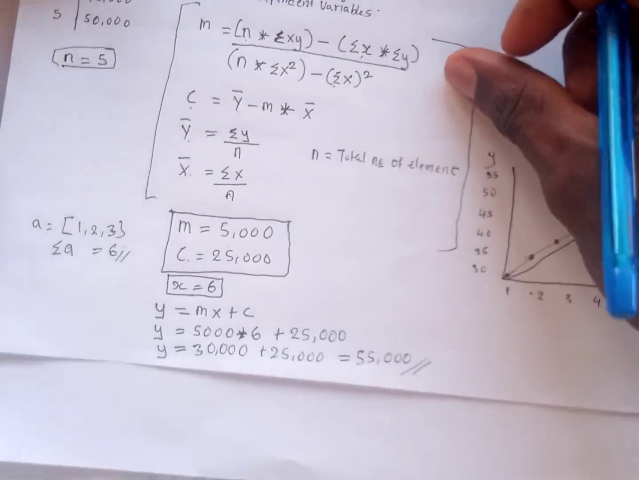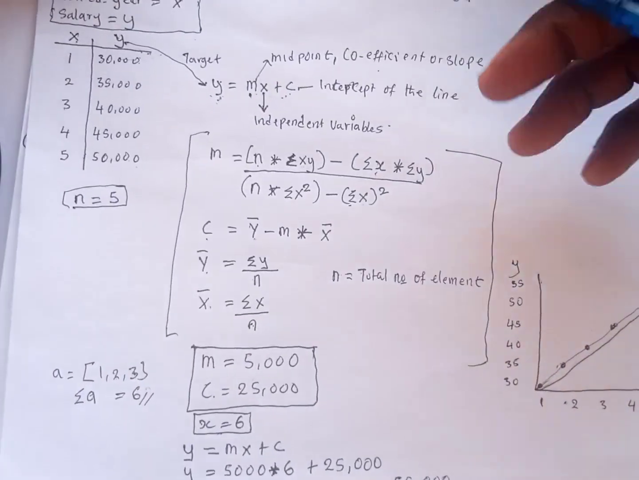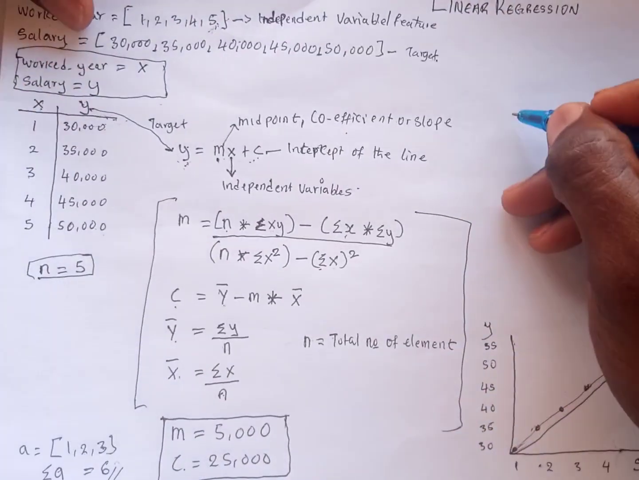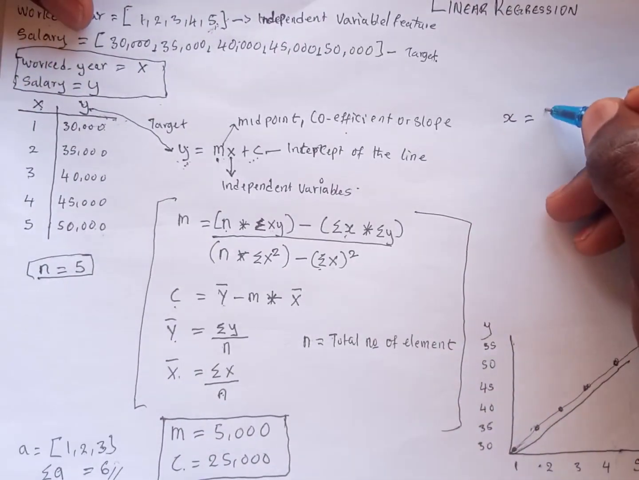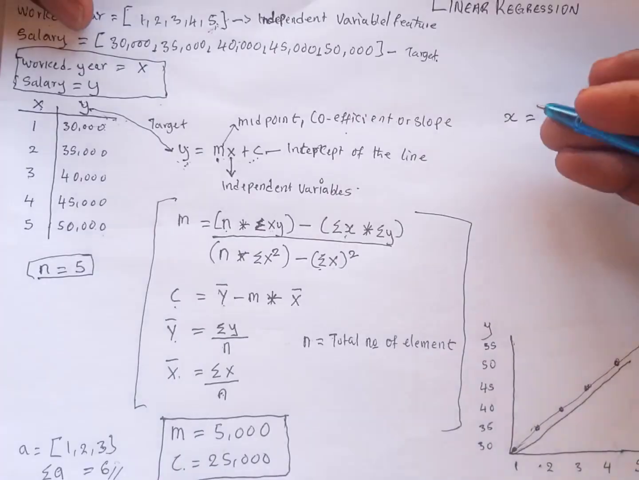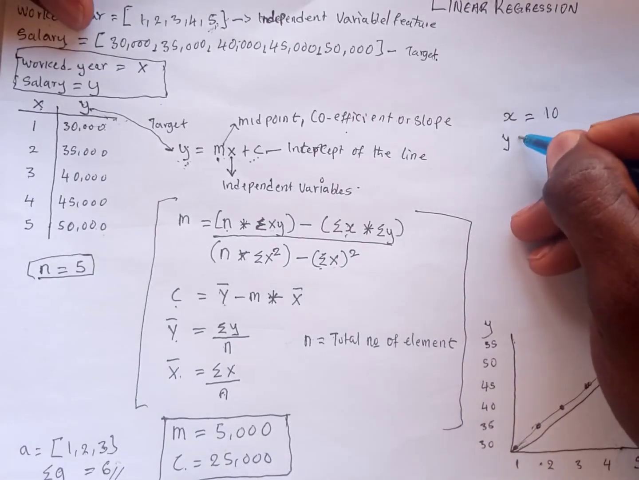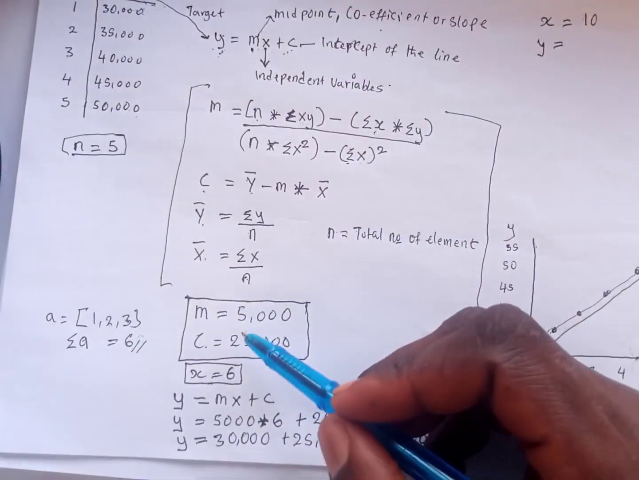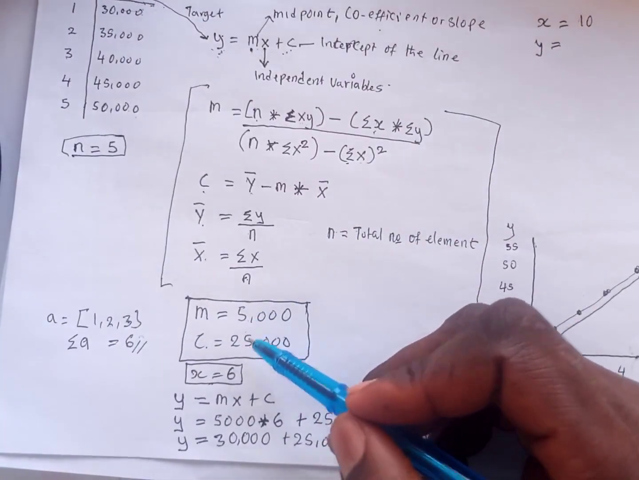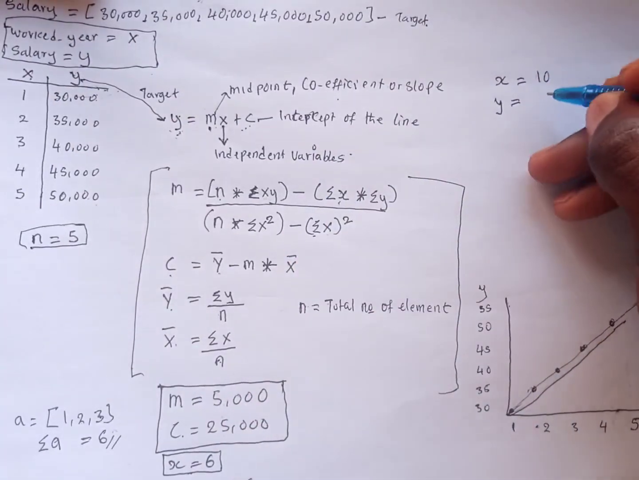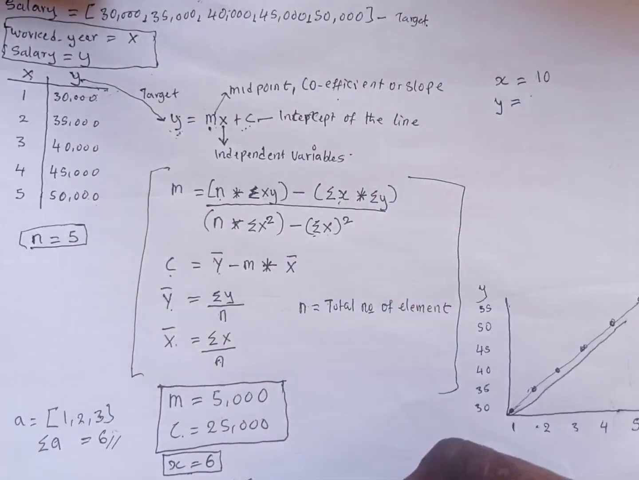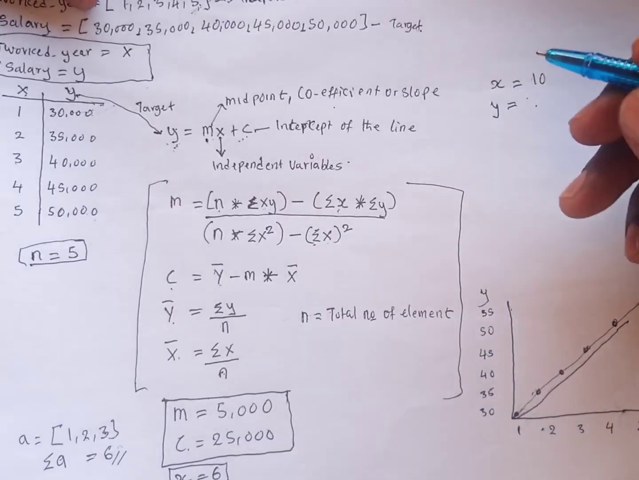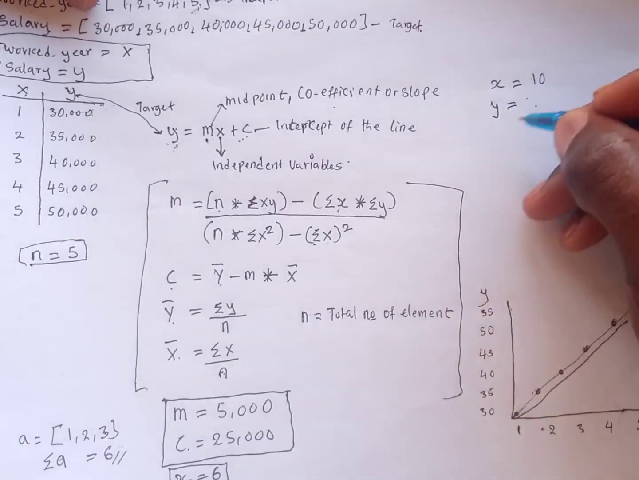In case you want to make another prediction, let's say you want to predict for the next 10 years. We know that x, let's say x is now going to be 10. So we want to predict for the next 10 years, then we're going to set our y. We know that in our formula we have gotten our m and our c. Remember that this is the formula for it. So our m is what?